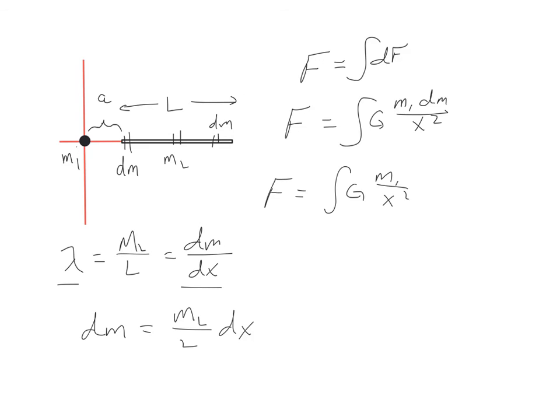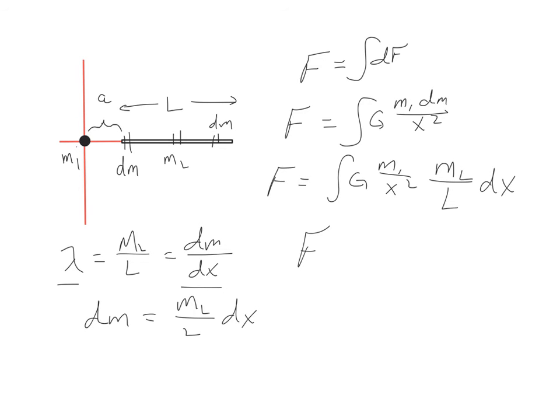And dm becomes m2 over the total length dx. Now pull out all the constants. So we have our function of x that we have to integrate. Now remember that we are integrating the forces between mass 1 and the first little packet of mass, that is a distance of a away, all the way up to the last packet of mass, that is L plus a away. So those are going to be our limits of integration. So we're going to integrate this from a to a plus L.